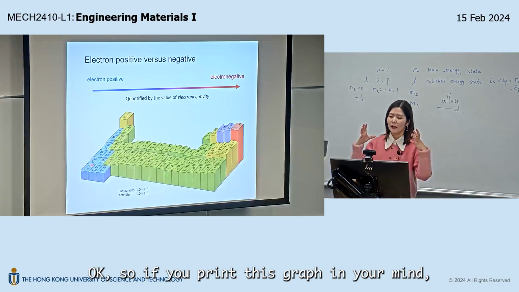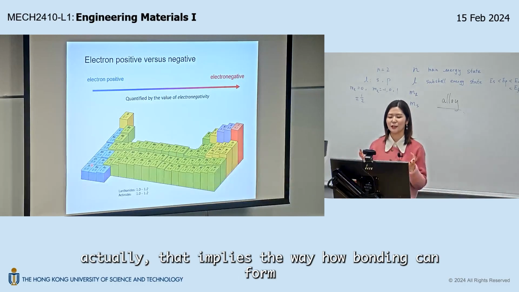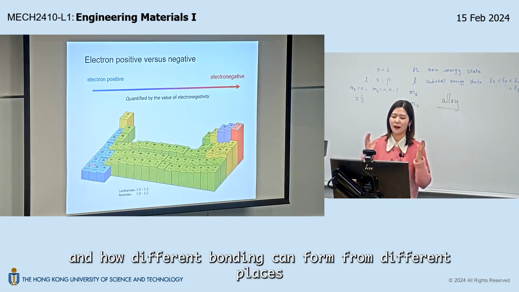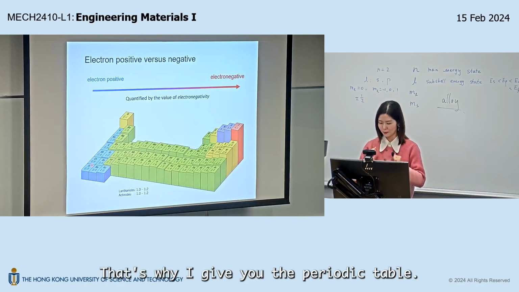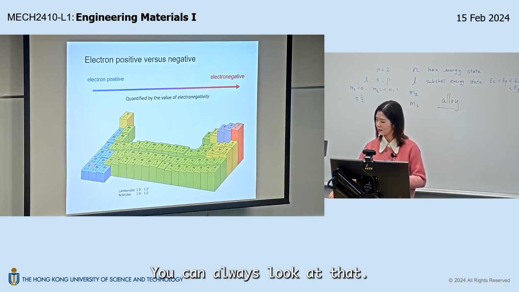Okay, so if you print this graph in your mind, that actually implies the way bonding can form and how different bonding can form from different places in the periodic table. That's why I give you the periodic table, you can always look at that.